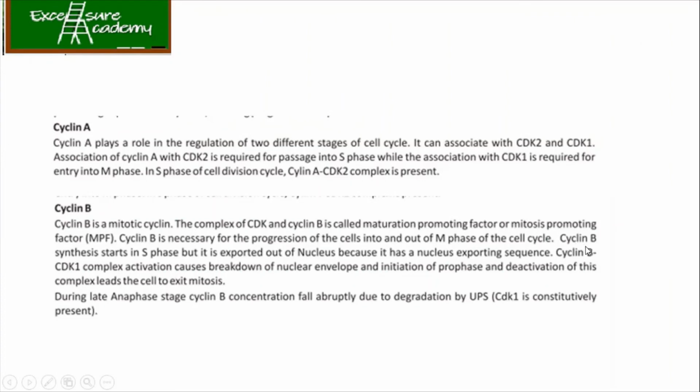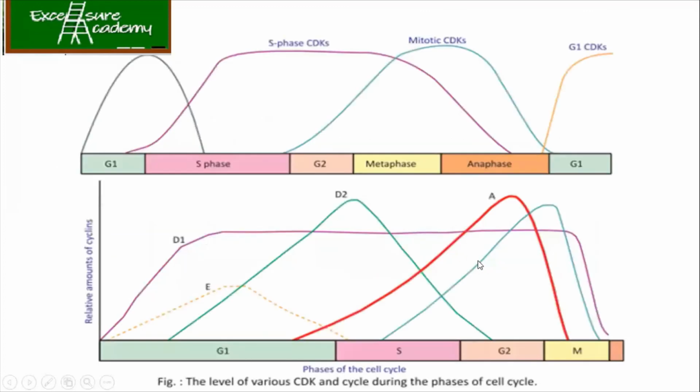It is synthesized in the S phase, but it is taken to the nucleus only at the last stage. So cyclin B or the MPF, we have seen the function of MPF: nuclear envelope breakdown, then phosphorylation of lamins, chromatin condensation, all this is happening because of the MPF. And at late anaphase, the cyclin B concentration will fall off. It means it is giving a signal that the cell needs to exit mitosis. Same thing is given over here.